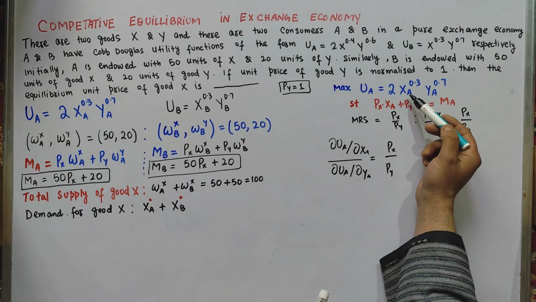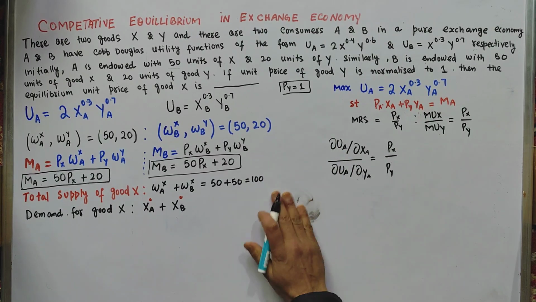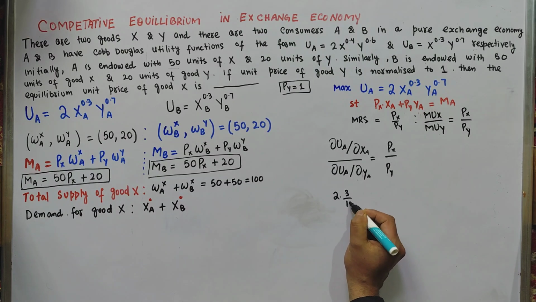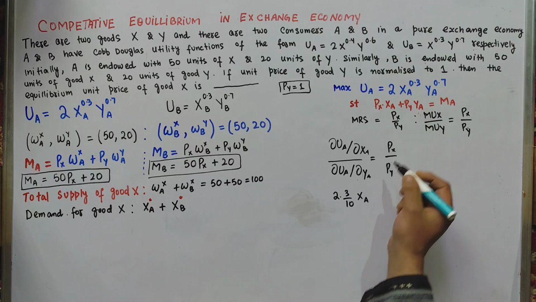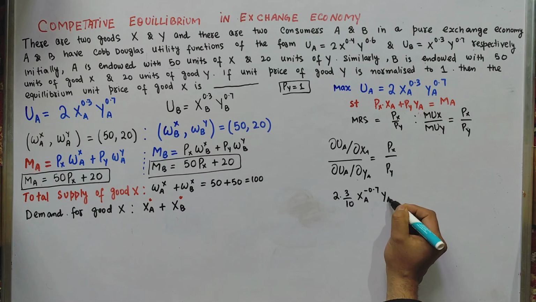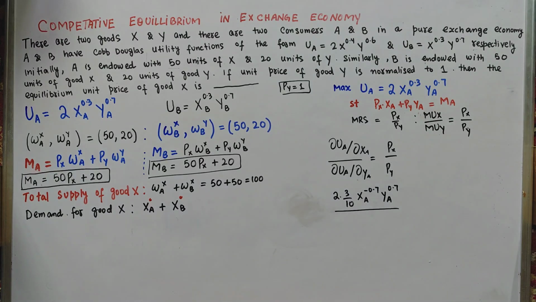Here we have XA raised to the power 0.3, so 0.3 will become the coefficient, and 0.3 is actually 3 upon 10. So I can write it, we have twice into 3 upon 10 XA, and the exponent is subtracted by 1, so 0.3 minus 1 is minus 0.7. YA will remain the same because we are taking partials, 0.7, divided by dUA upon dYA. Now this time we take the derivative with respect to y.